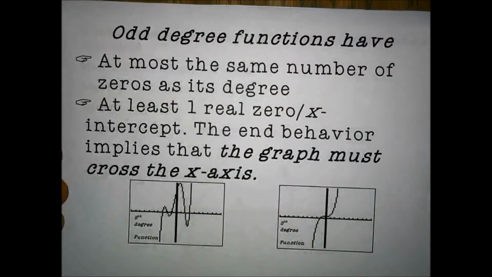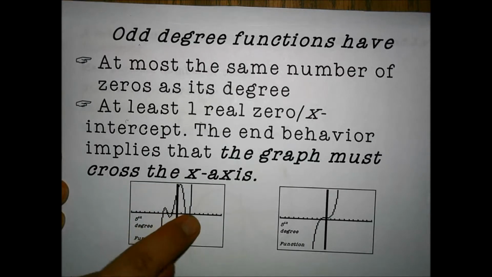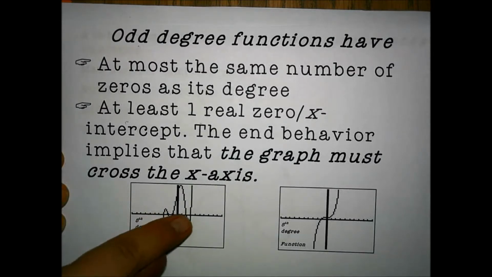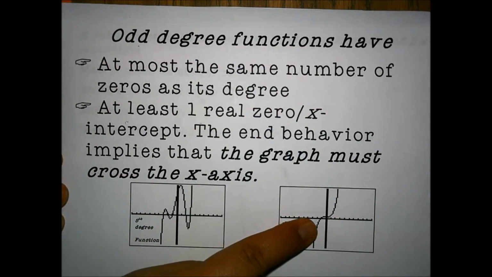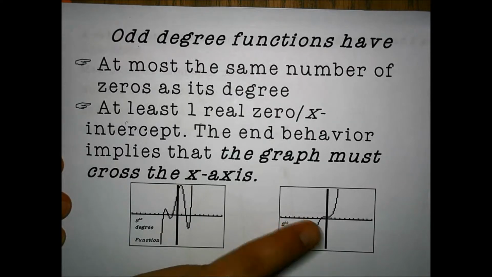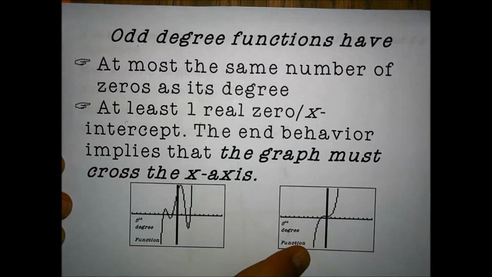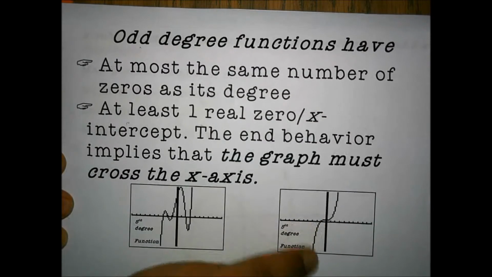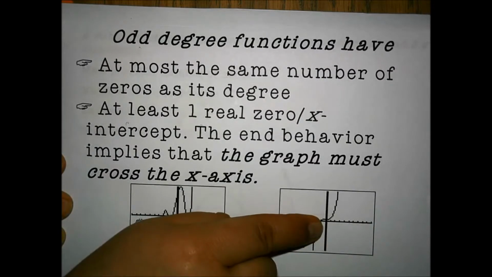Odd degree functions can also have at most the same number of real zeros as degree. Here, if we have a 5th degree function, a 5th degree function can have 1, 2, 3, 4, 5 real zeros. But a 5th degree function, or any odd degree function, has to have at least 1 root, because its end behavior implies that the graph must cross the x-axis at least once. The decreasing inputs make the output decrease, and the increasing inputs make the output increase.